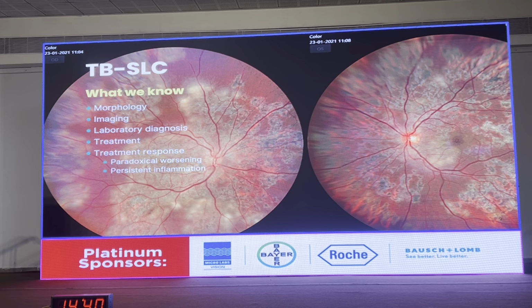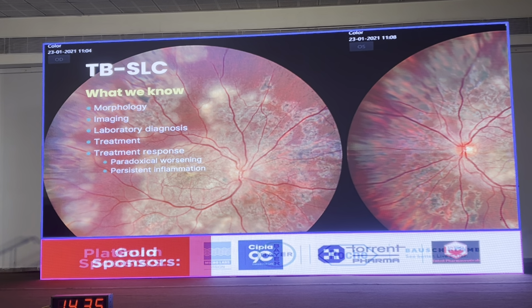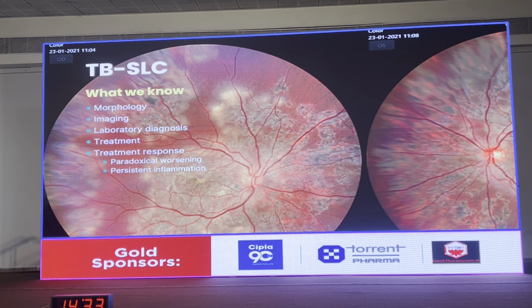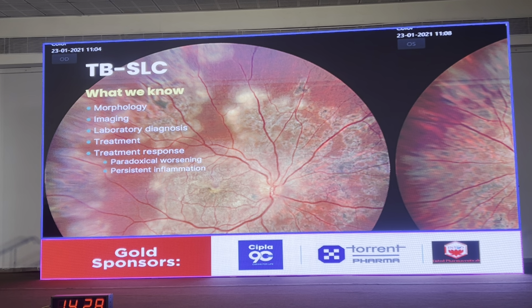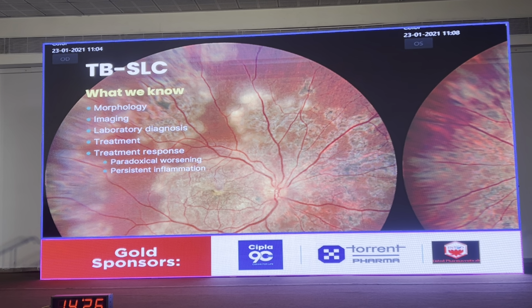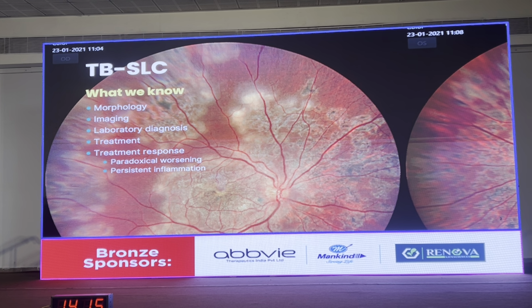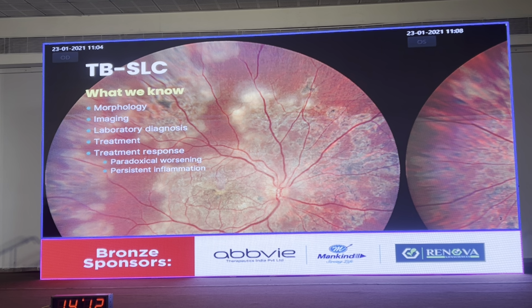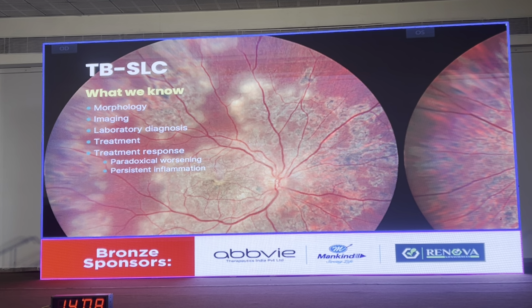Morphology of the disease, the amoeboid patterns, the imaging that is done, the different types of imaging, including the autofluorescence, the ICG imaging, OCT, and more recently OCT angiography, laboratory diagnosis, the role of the different tests for TB, the treatment, and especially the treatment response, which is peculiar to Serpiginous-like choroiditis, including the paradoxical worsening, and also a little bit about the persistent inflammation in some of these cases, even after we have given the anti-TB therapy.